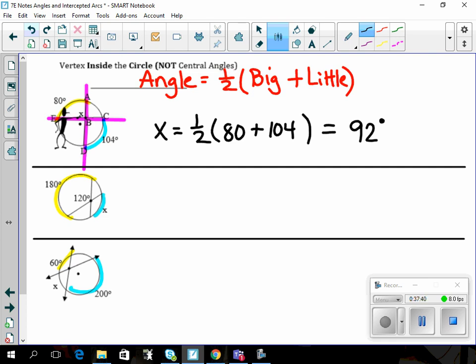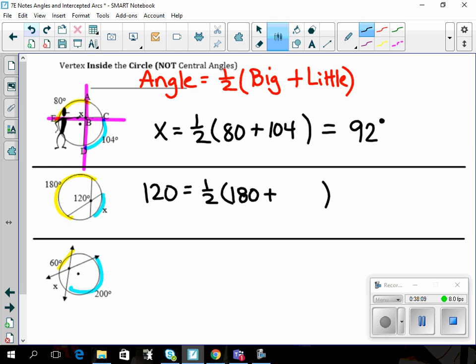How am I going to start? 120 equals, good. The angle equals, awesome. 120 equals 1/2. Since the vertex of the angle is not on the center, because if it was on the center, wouldn't it be a central angle? So that's different. It's not on the center, it's somewhere else. So I'm going to add two arcs together. Which two arcs am I going to add together here? 180 and x. Excellent.